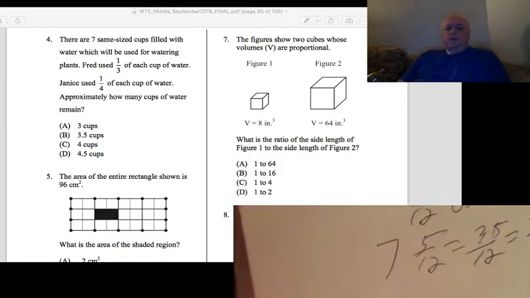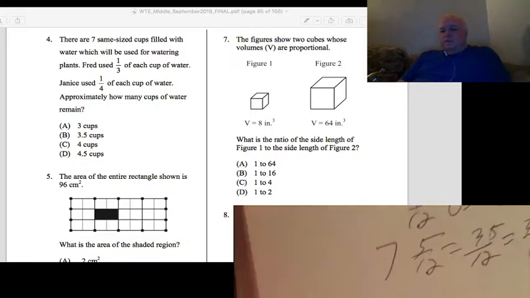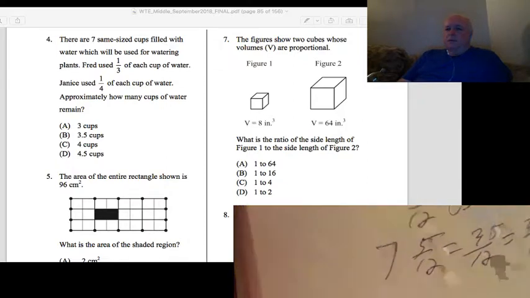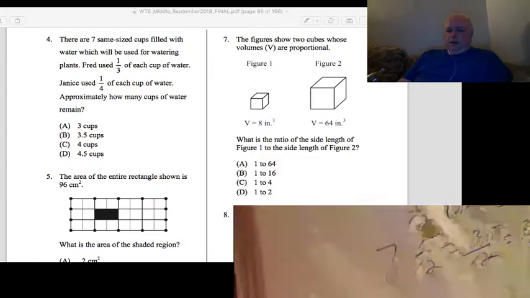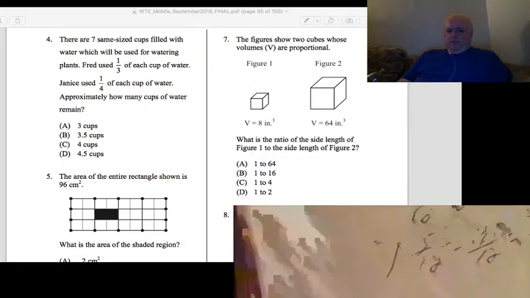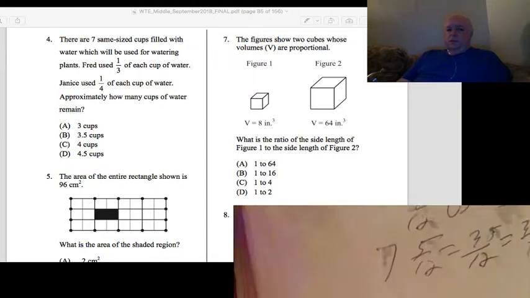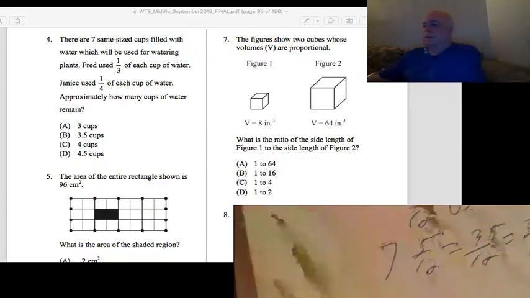So it says we have two figures. One has a volume of 8. They're both cubes, so that means the lengths of their sides are all the same. The volume of a cube is side times side times side, length times width times height. In this case, since it's a cube, they're all the same. So basically, what is the cube root of 8 and what is the cube root of 64 is what we have to resolve.